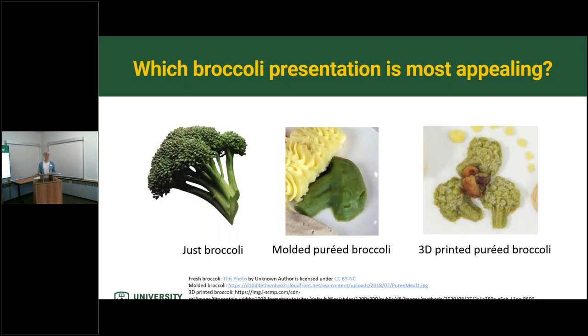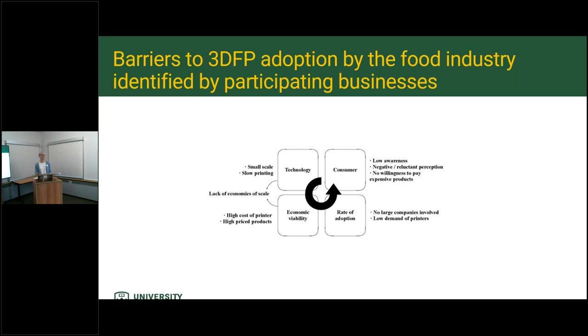So what were some of the barriers to adoption identified by the businesses? Really, it's economies of scale. With the technology where we are right now, a lot of it tends to be fairly small scale and the printing is quite slow. So we haven't got to a point where we have that mass production like we do filling water or beer or making chocolate chips or something like that. It still is a lot more unique.